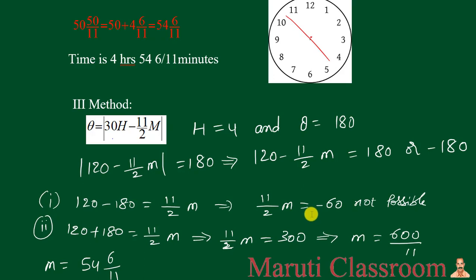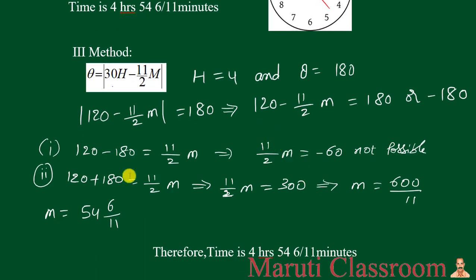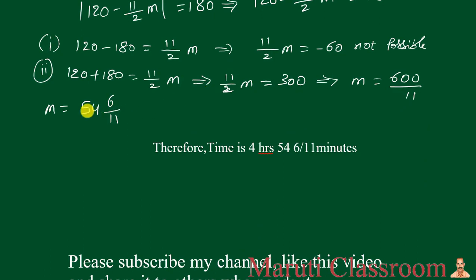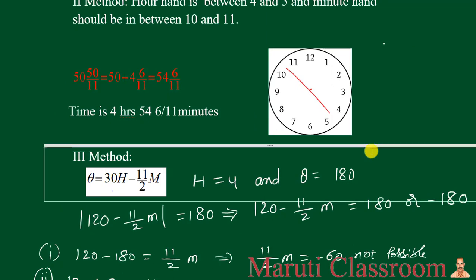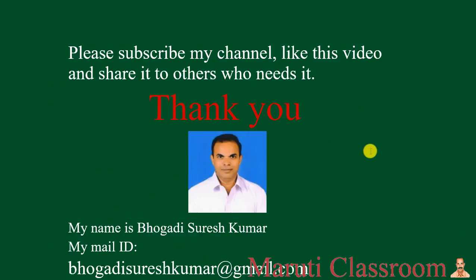Now let us take the second case. In the second case, 120 plus 180 equal to 11 by 2 m. From this, m equal to 600 by 11. If we convert into a mixed fraction, it becomes 54 6 by 11. This is minutes. Hours is 4. So time is 4 hours 54 6 by 11 minutes. So at this time, the angle between the hands is 180 degrees.